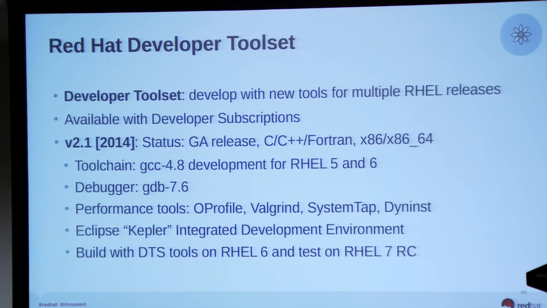And similarly, we are saying today that if you build with Developer Toolset's GCC on RHEL 6, you can test that on the release candidate. When the GA comes along, you'll be able to deploy to that platform. And finally, the Eclipse Integrated Development Environment, the IDE, has been moved out of RHEL into Developer Toolset to better match the cadence of updates that we see upstream. And that will continue to be the case going forwards.